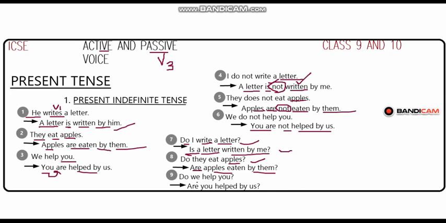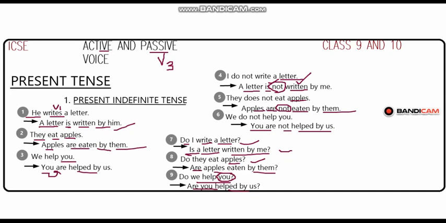Now next is: do we help you. I think you can do this. So you, we can see, so we are using are instead of do. So: are you helped by us? Okay, so this is related to our present indefinite tense. I hope these are clear to you.